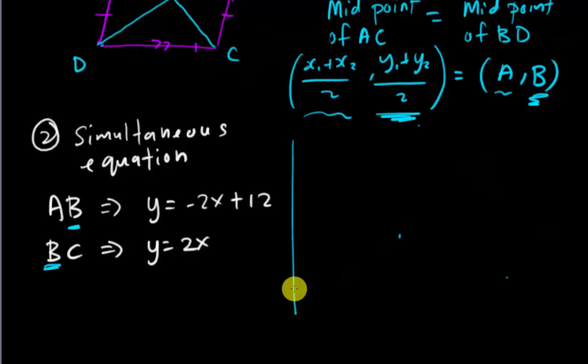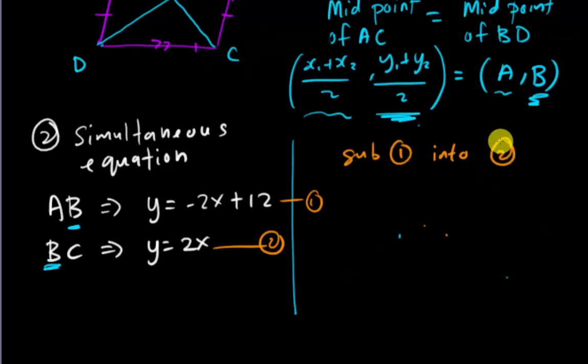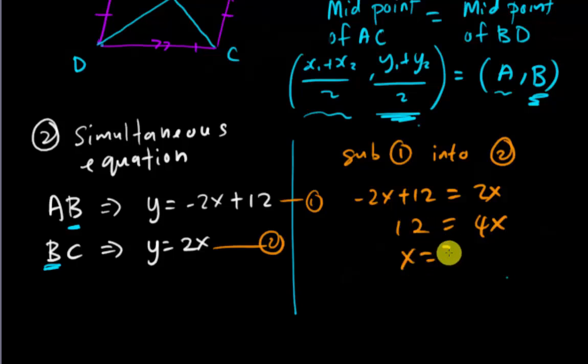Okay, so I'm going to show you an example here. Maybe I change to another color. So I call this one the first equation, and this the second equation. Then I substitute the first equation into the second equation. So what I will get here is negative 2x plus 12 equals 2x, meaning I substitute y into the y. So I just solve this one. Negative 2x moves to this side, becomes 4x equals 12. Then x I will get 3.